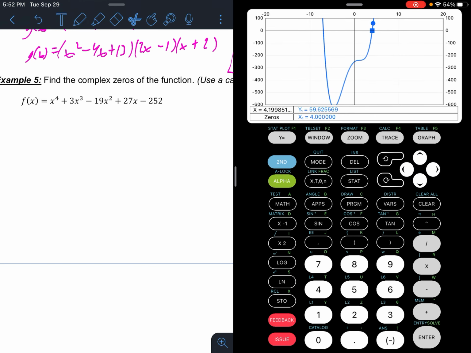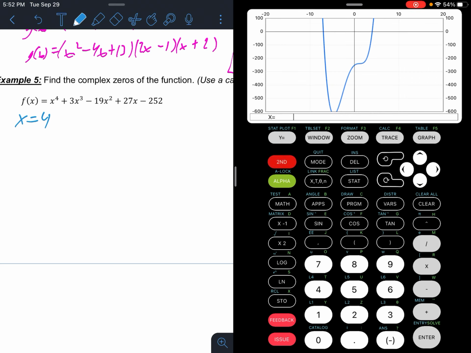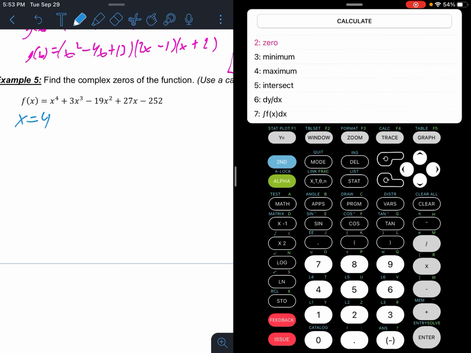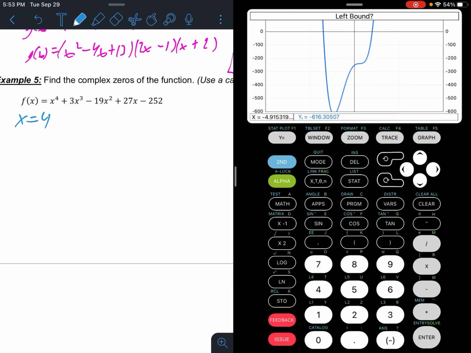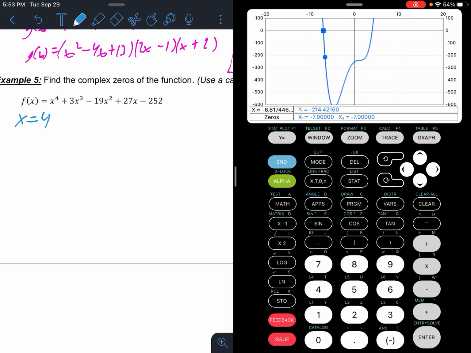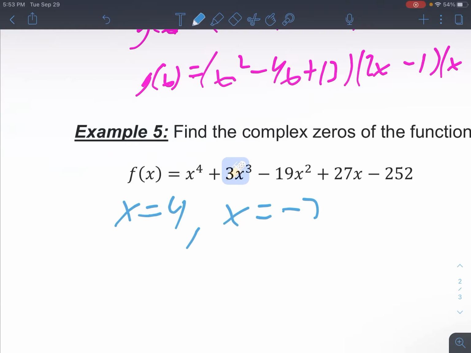And you can see our answer here is 4. So 4, 0 is our first answer. Actually it says 0, so we should write it as x equals 4. Repeat that process, so number 2 again, and now it's time to scroll to the left of the left zero, and then to the right of that. Looks like our answer is negative 7. So that's what we need from the calculator. Now we've got everything we need.